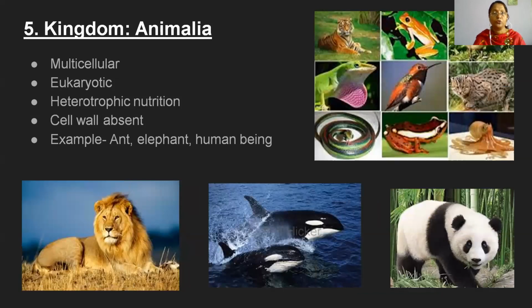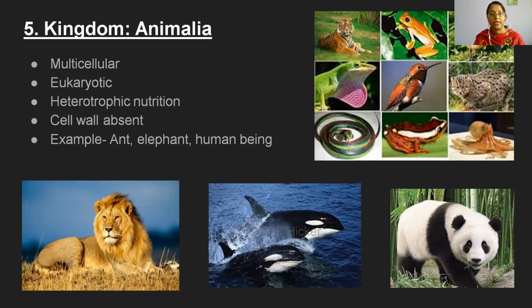Now come to the next kingdom, that is Animalia. All the animals come under this kingdom Animalia. Here also all the organisms are multicellular and eukaryotic, and one difference from the plants is that they have a heterotrophic mode of nutrition. This means that the animals do not make their own food. They are dependent on others for their food. They are dependent on autotrophs or the plants for their food or nutrition.